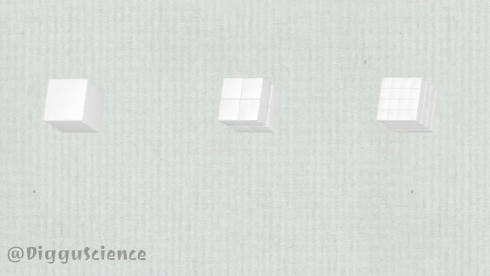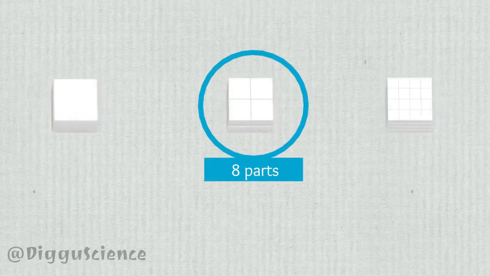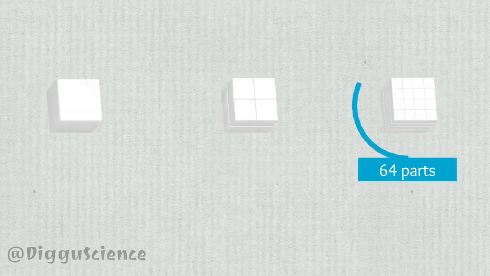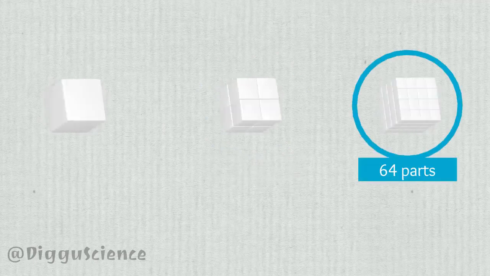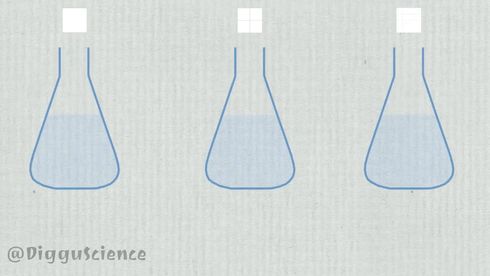Now, cubes with the same volume or mass are divided into parts: 8 parts and 64 parts. Each cube is put into a different Erlenmeyer tube.